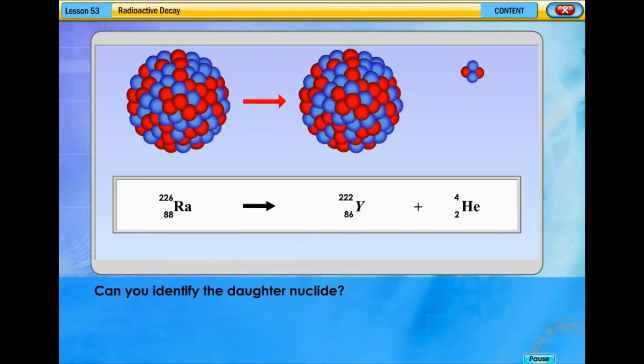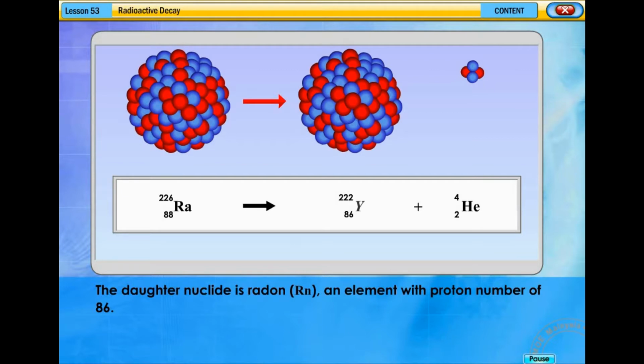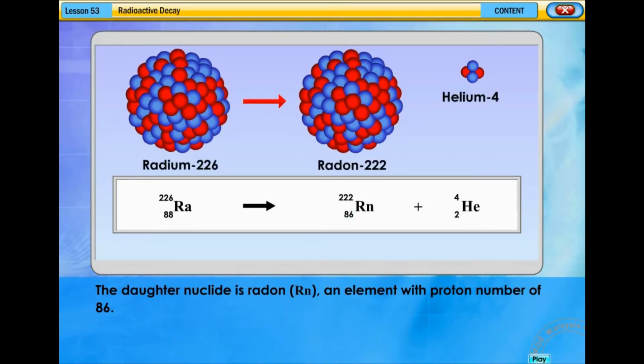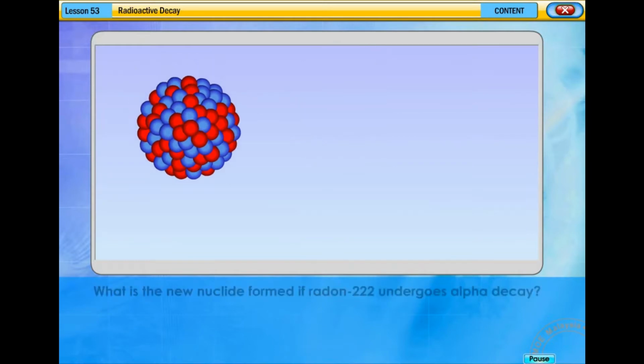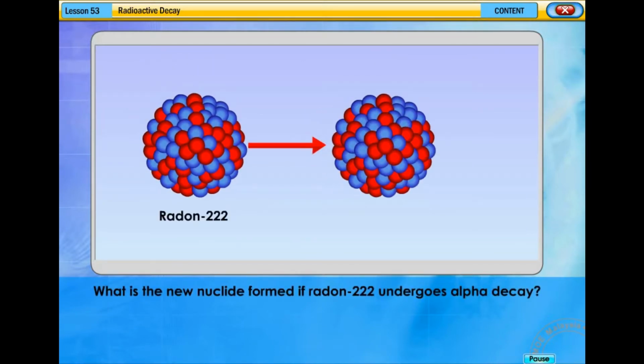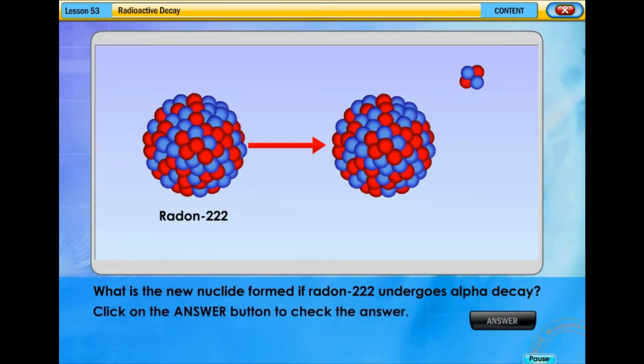Can you identify the daughter nuclide? The daughter nuclide is radon, an element with proton number of 86. What is the new nuclide formed if radon-222 undergoes alpha decay? Click on the answer button to check the answer.